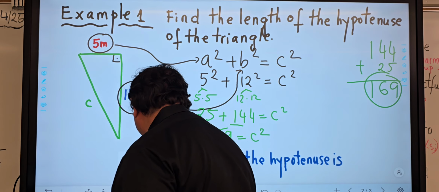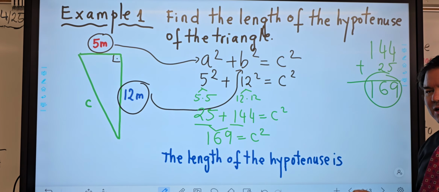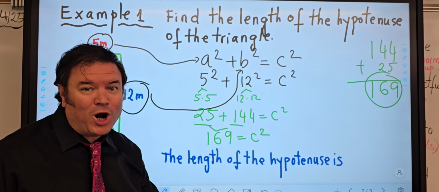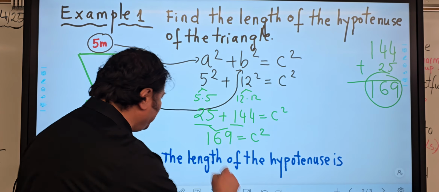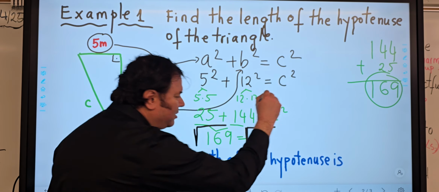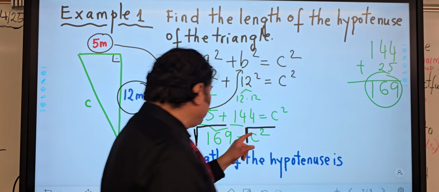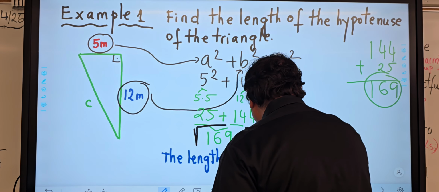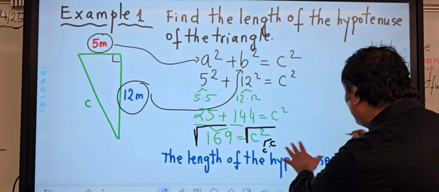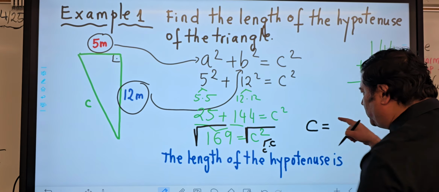And now we are right here. What do you think we should do next? We only need to find C, but right now we have C squared. Therefore, we need to take the square root of both sides. We need the square root of 169, and we put the square root around C squared, because we only need to find C. Remember, C squared means C times C, and if we take the square root of C squared, we just get C. So C equals the square root of 169.